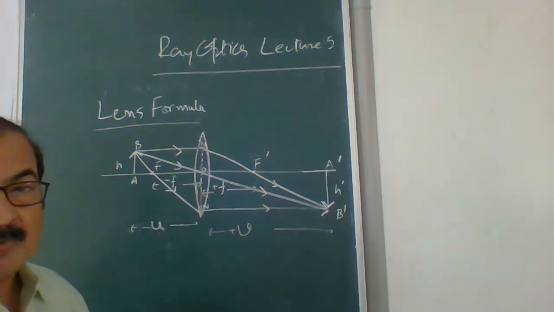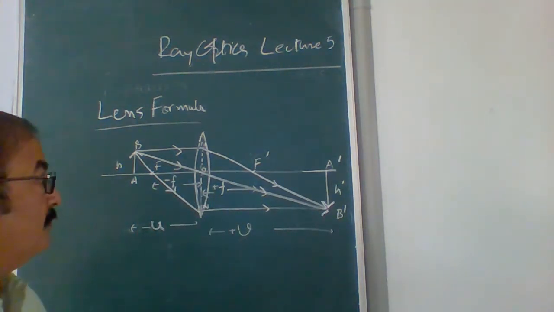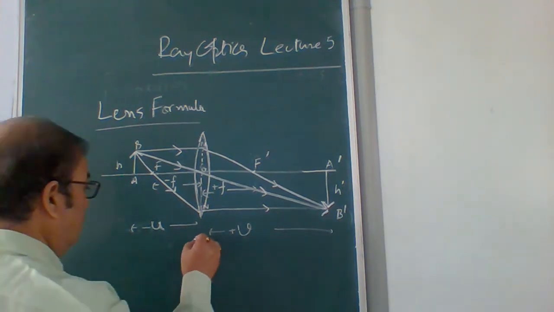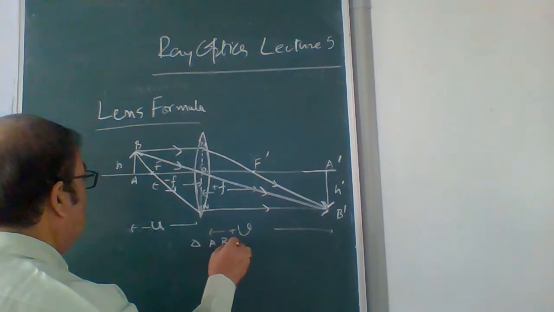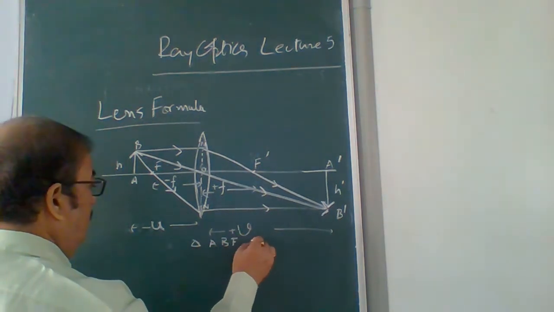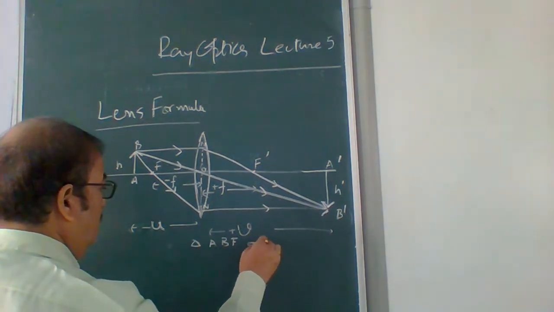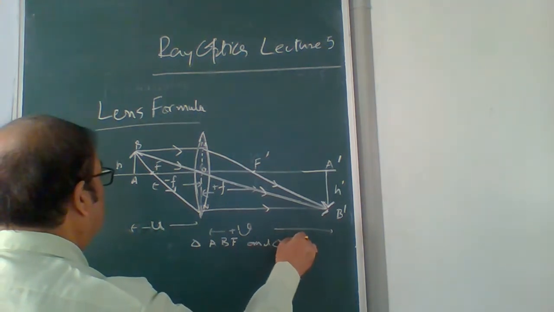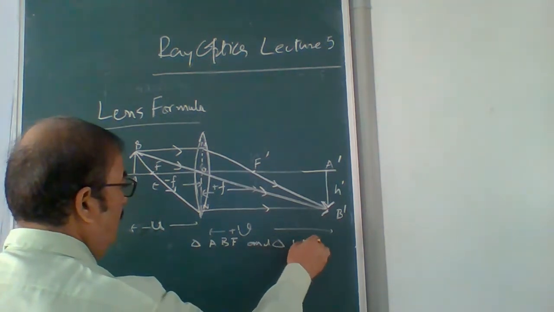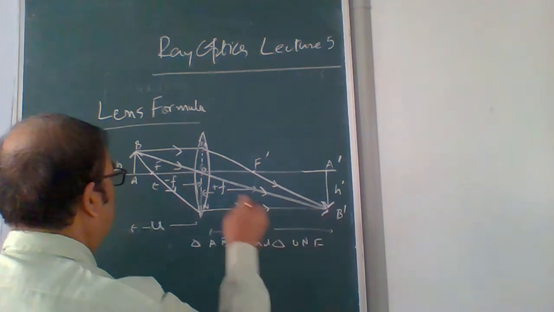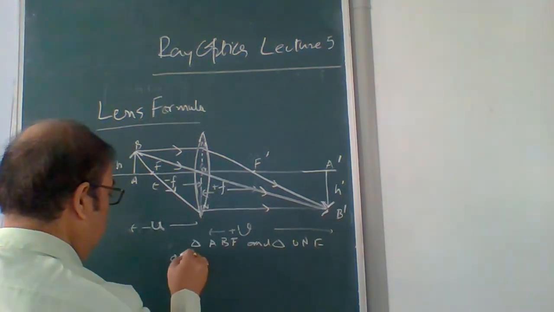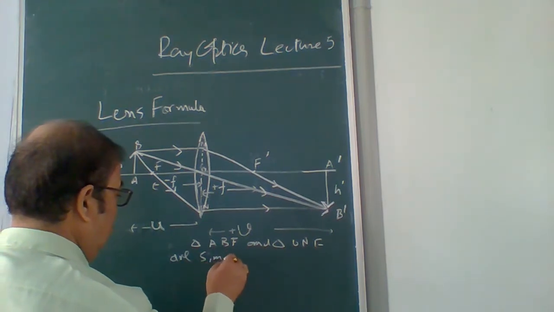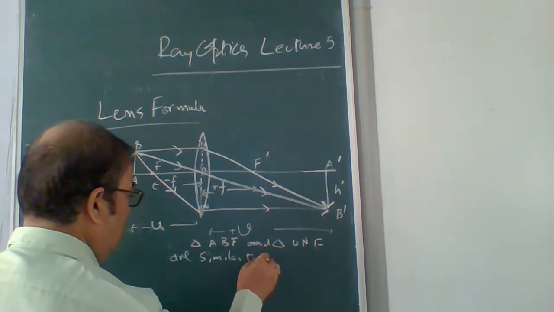Now we can see from the geometry of the diagram, it is very clear that triangle ABF and triangle ONF, they are similar triangles.